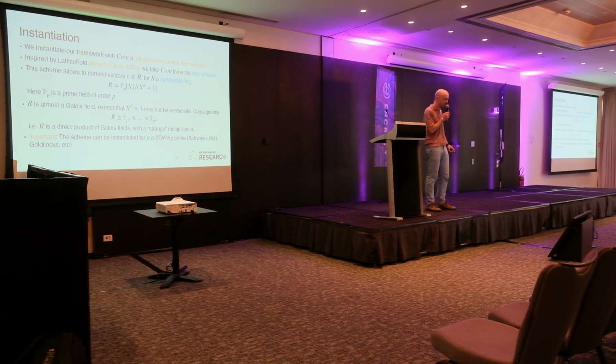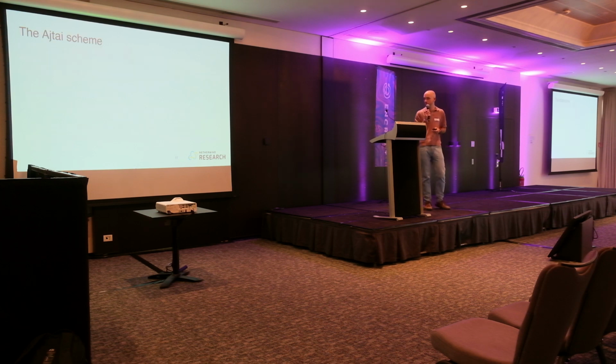A very important fact about them is that the Ajtai scheme can be instantiated for STARK-friendly primes, and by STARK-friendly primes I mean BabyBear, Mersenne 31, Goldilocks, or the 250-something-bit field that Starknet is using right now. This is very important because it will allow us to arithmetize the Ajtai commitment scheme in a nice way over STARK-friendly primes.